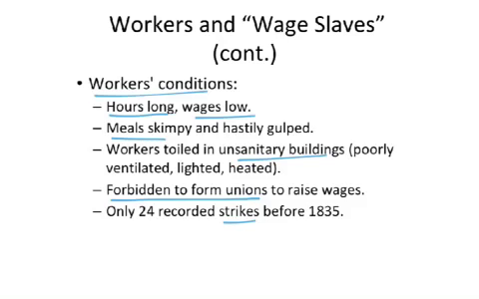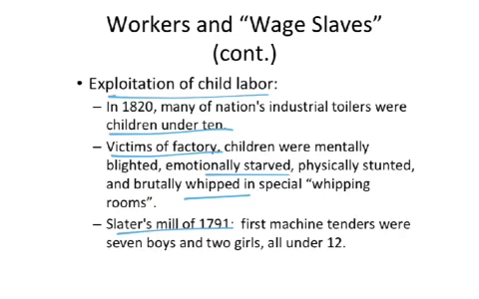The workers' conditions: they worked very long hours and their wages were very low. Their meals were very skimpy, and they didn't have a lot of time to eat. Workers toiled in unsanitary conditions which were poorly ventilated, poorly lighted, and poorly heated. But they were forbidden to form unions to try to raise wages or negotiate better working conditions. So only 24 recorded strikes had happened before 1835.